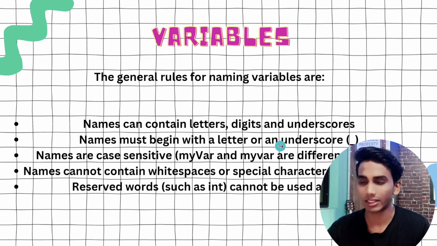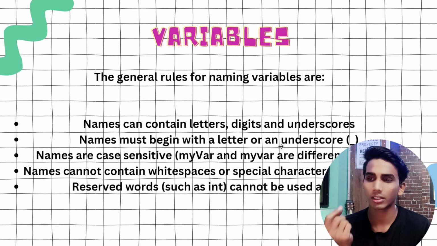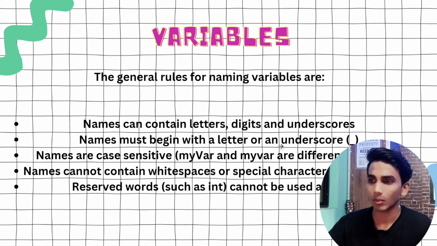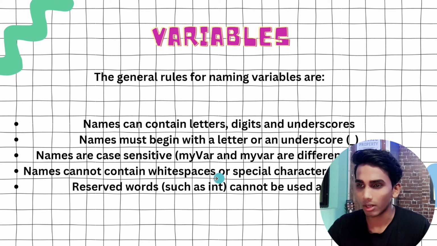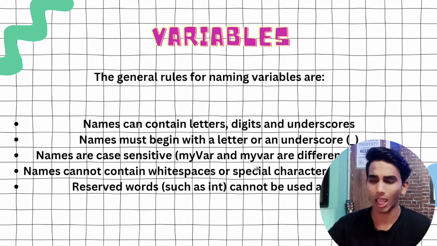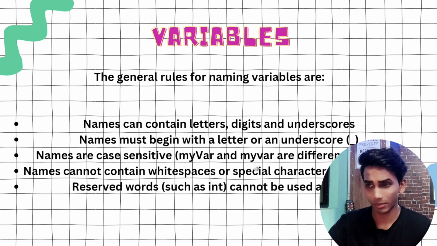Names are case sensitive. C is a case sensitive language, so it's very important to understand that variables are also case sensitive. What does case sensitive mean? Here, the small letter version and the one with a capital letter are different. It identifies them differently with capital and small. But in languages like Python or Java, or SQL, which is a database language, you can use them interchangeably. It doesn't mean any difference.